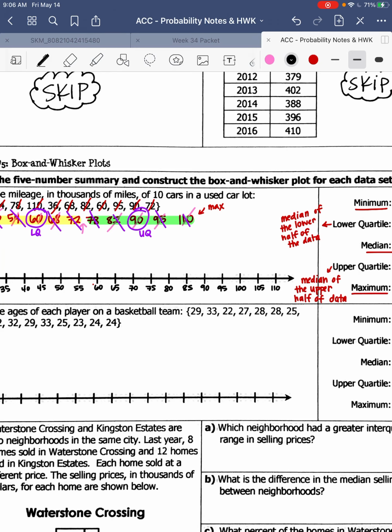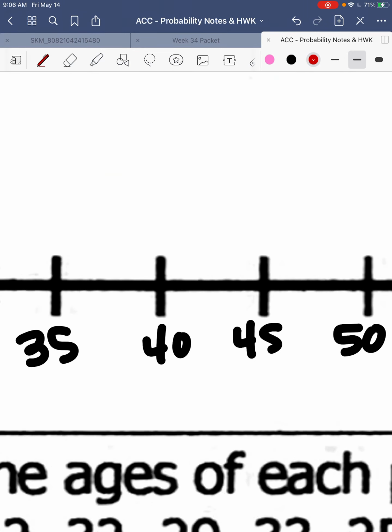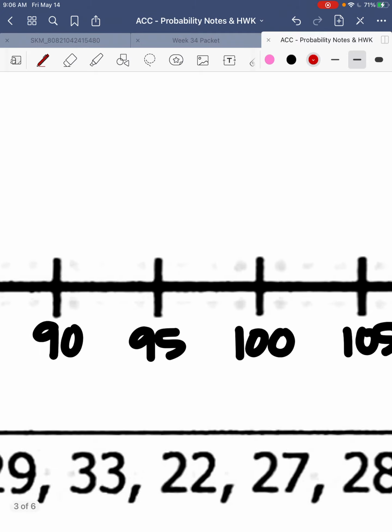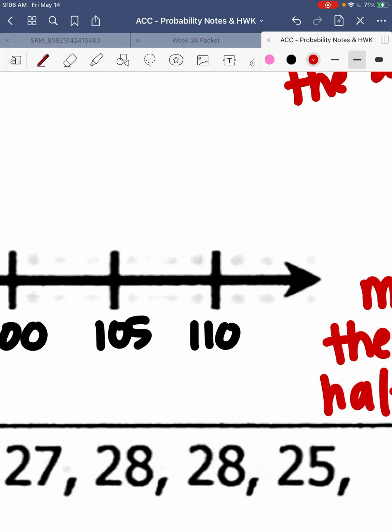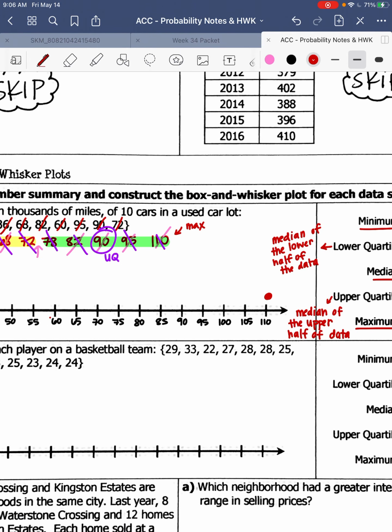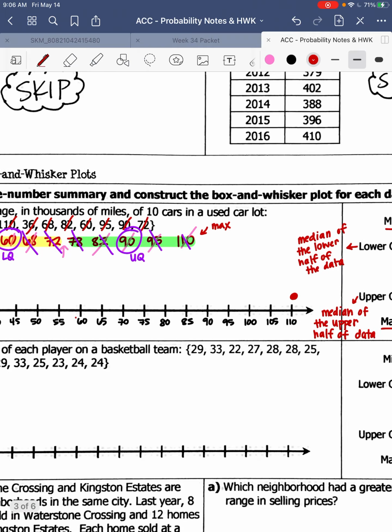Okay, so the first thing I'm going to do is place my minimum and maximum points. So my minimum was 36, so it's just going to be right above 35, so maybe about right there. So I'm going to place a circle right there. And my maximum we know is 110. So, right there.